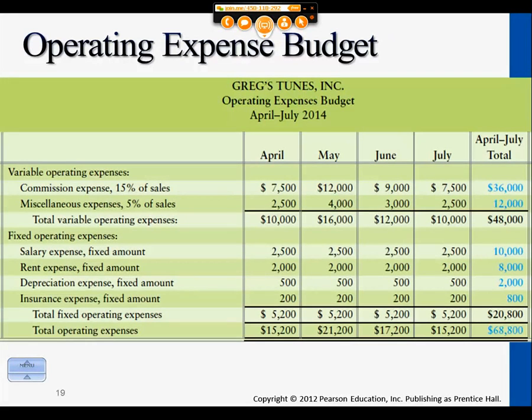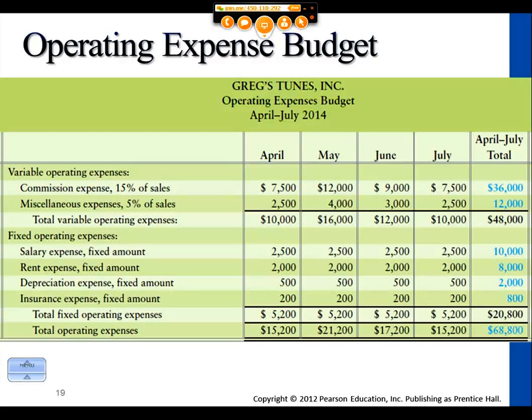So again, Greg's Tunes. Here's the operating expenses. What are the parts of it? We have variable operating expenses, fixed operating expenses. So what are the variable? It's commission expense, miscellaneous expense. Okay? We have it as a percent of sale. So this one can fluctuate, right? This is an example where it's probably going to be just a tad harder to evaluate and to put the correct number closer to the actual down.